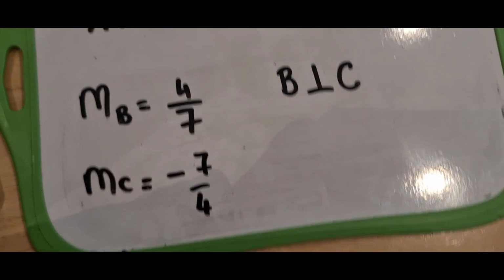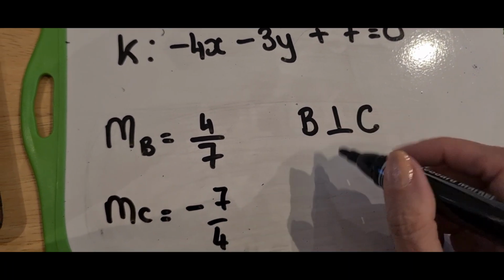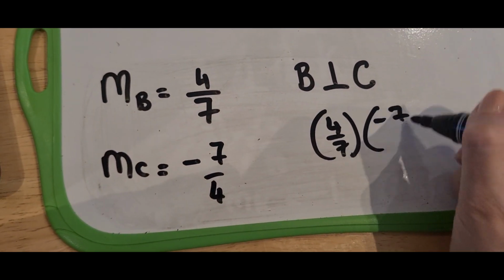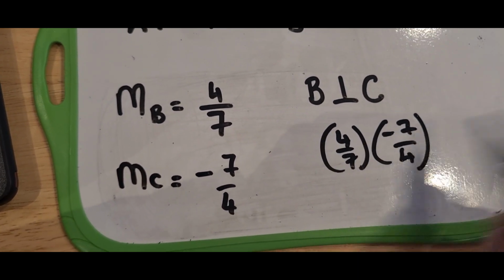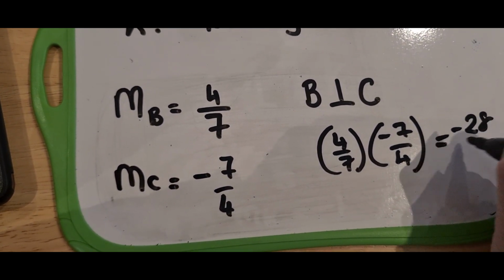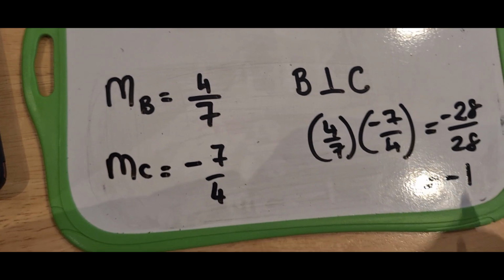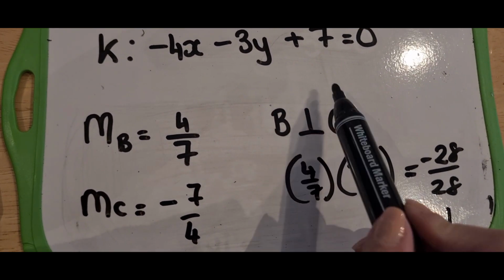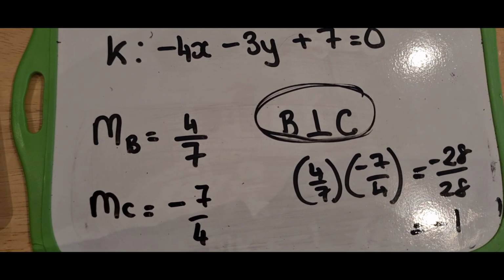And again, I can prove that they're perpendicular because if I multiply the two slopes, so 4/7 multiplied by -7/4, top by top, bottom by bottom, I'll get -28/28, which is -1. So when you multiply the two slopes, you get an answer of -1. Well, then that's telling me that the two lines are perpendicular.